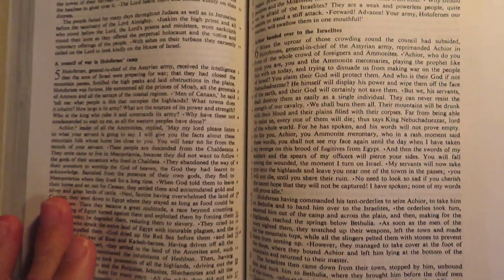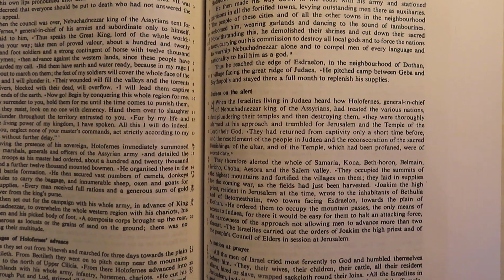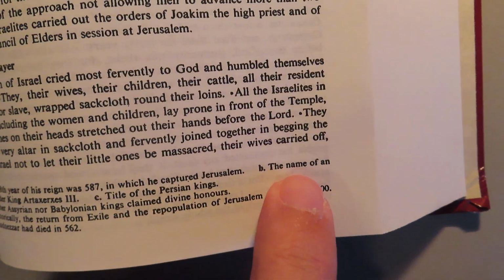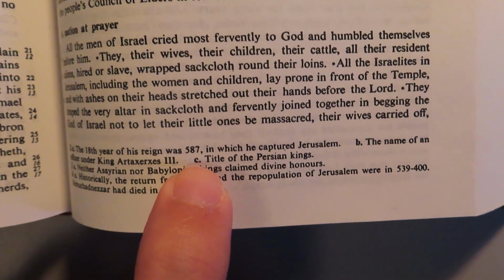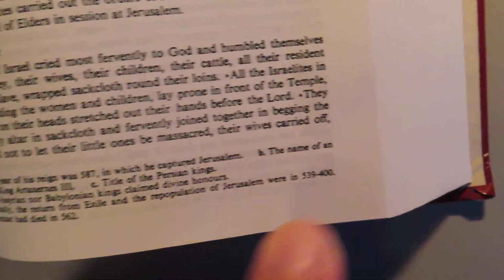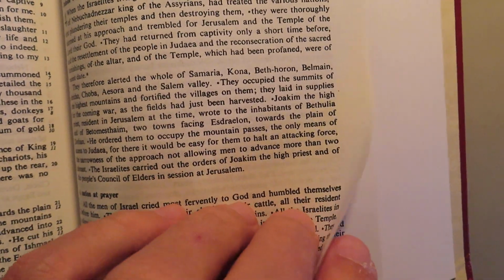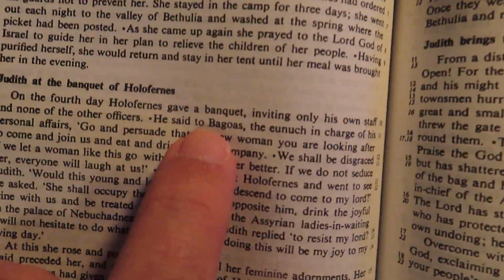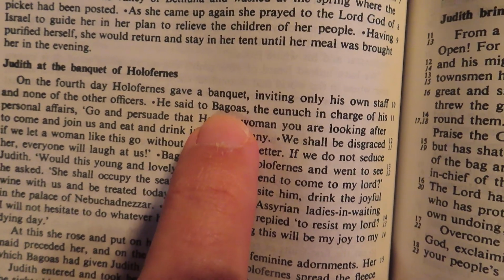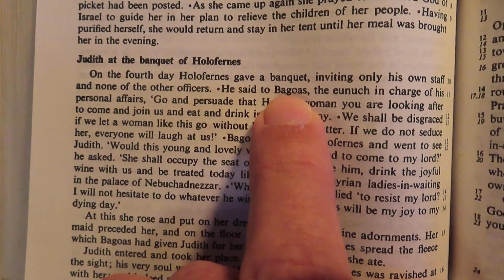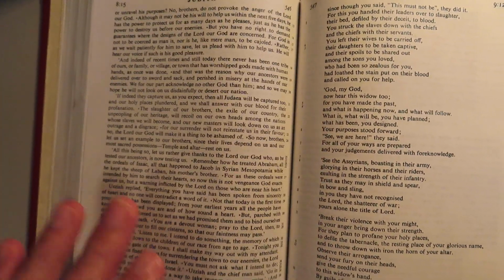So, this is making no sense whatsoever, and there are other little details as well. Holofernes, the king of the Assyrians, the footnote notes here, is the name of an officer under King Artaxerxes III. There are other Persian names in here, like Begoas. He's one of Holofernes' men, the eunuch in charge of his personal affairs. Begoas, of course, was the Persian eunuch who became associated with Alexander the Great during his conquest. So there are a lot of names from different periods in history being used here, and a lot of anachronisms.